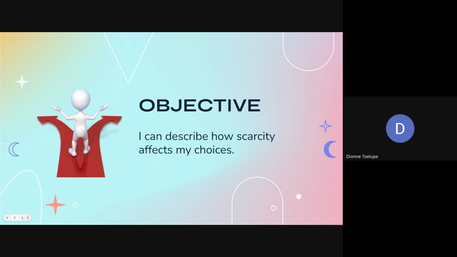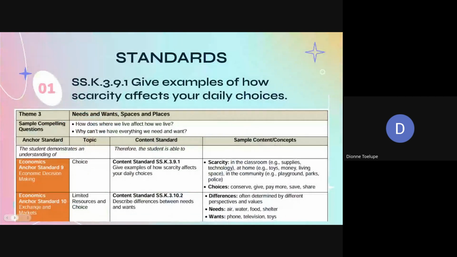Slide 2. Our objective for this lesson says, I can describe how scarcity affects my choices. The standards that we are going to be meeting in this lesson are from the kindergarten social studies standards. And the main one that we will be meeting is the standard here at the top that says, give examples of how scarcity affects your daily choices. And then a secondary standard that we'll also be meeting is below, and it says, describe differences between needs and wants.